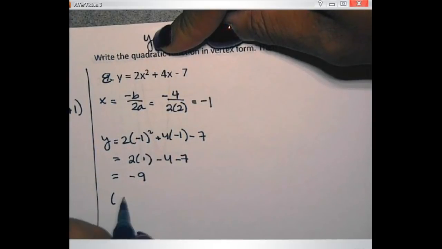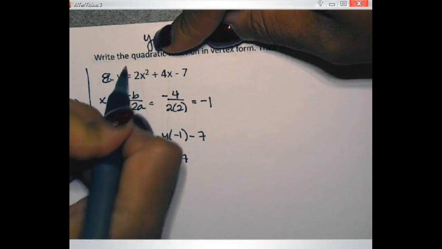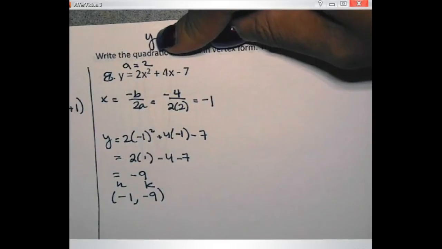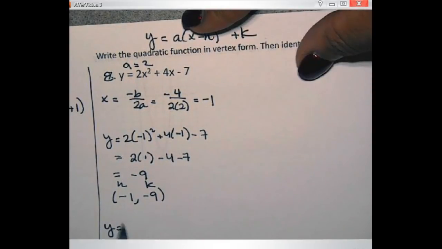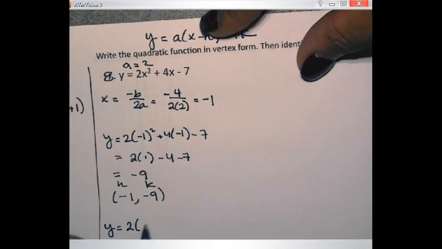Check my math. I won't be offended if you tell me that I'm wrong. So I have my h and my k, and I know that my a equals 2. I have everything that I need right here. So y is equal to 2 times x minus h, so it's going to be plus 1 squared minus 9. There we go.